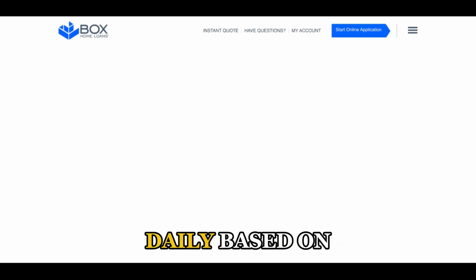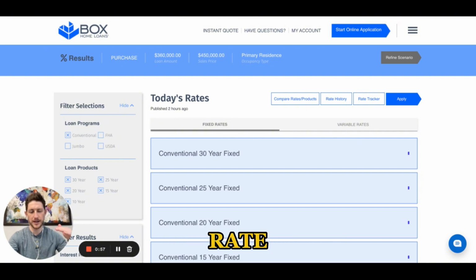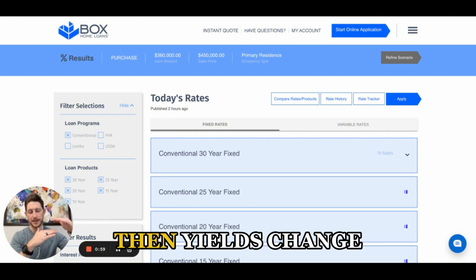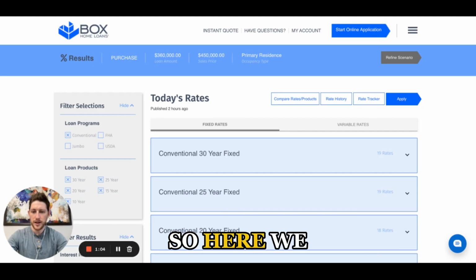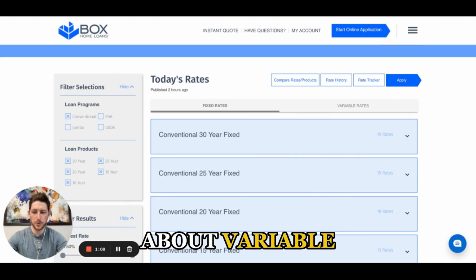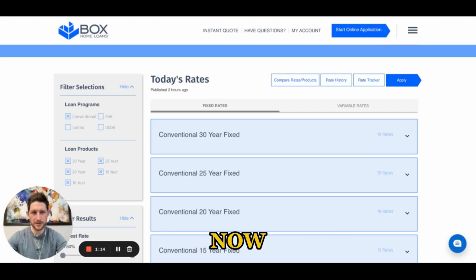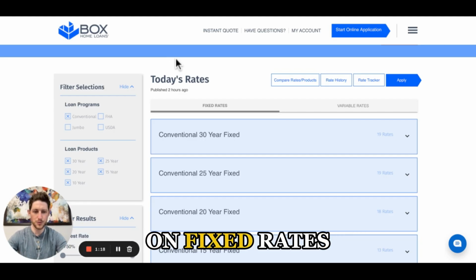And these update daily based on the rates. Again, as the prime rate changes, the federal interest rate changes, then yields change and the mortgage interest amount changes. So here we have fixed rates and variable. Again, we're not going to really talk about variable. We're not going to get into those details. It doesn't make a whole lot of sense right now. It could in very specific circumstances, but we're going to mainly focus on fixed rates.